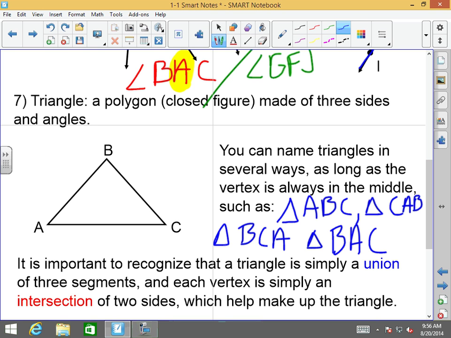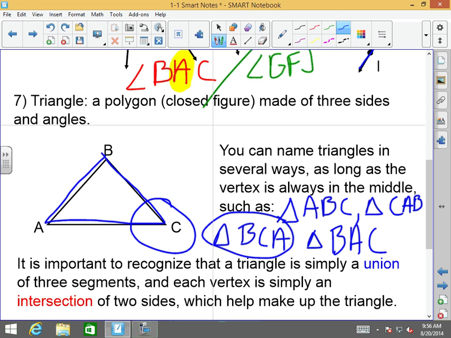Just please be aware of how you write the triangle determines which one is going to be the middle angle there. When I say triangle BCA, I'm talking about C is my vertex for the way I wrote that particular triangle. That middle letter is the vertex. Does that make sense, boys? Yes, sir.